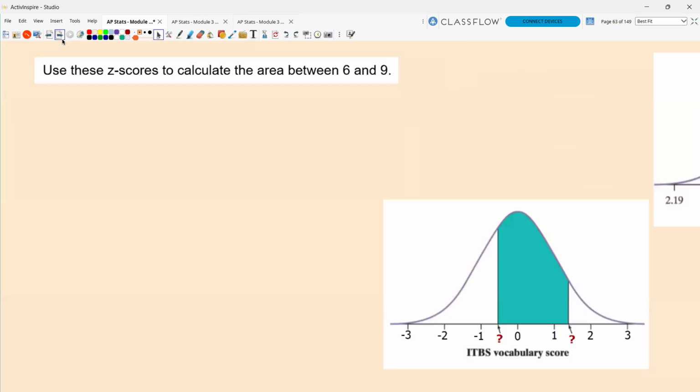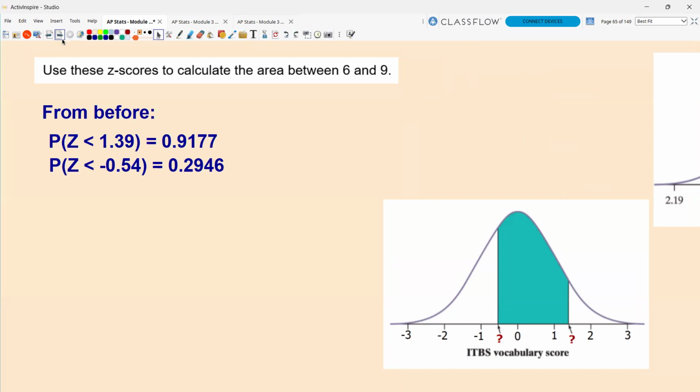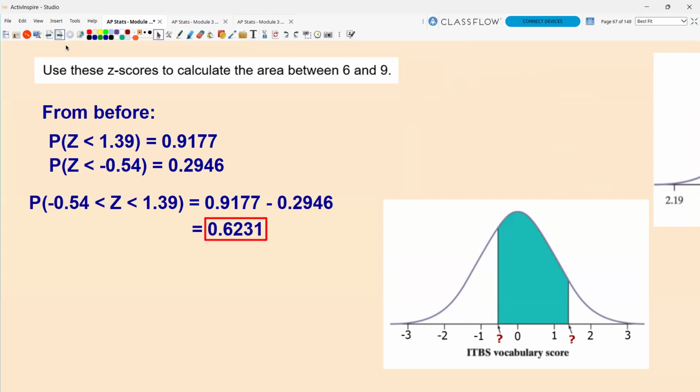If I want to go between two numbers, then I'm going to use the two percentiles, and we got those before, and we're going to subtract them. If you subtract those two numbers, you get about 62.31%. So that's not too bad to do.